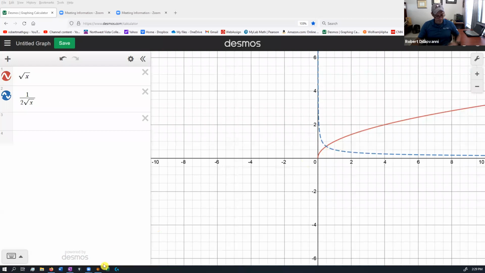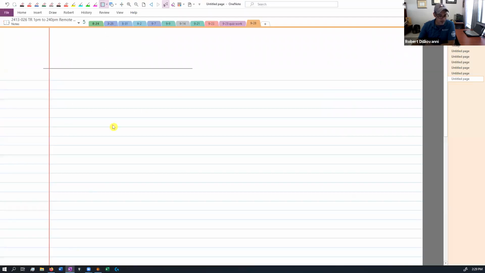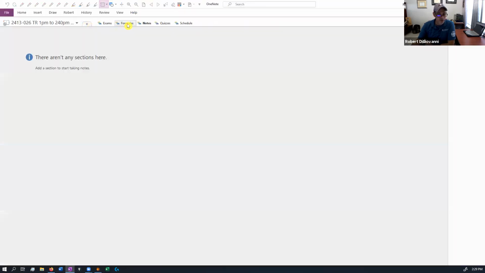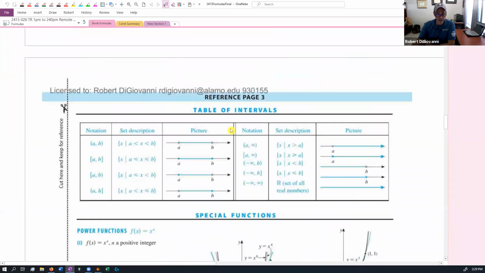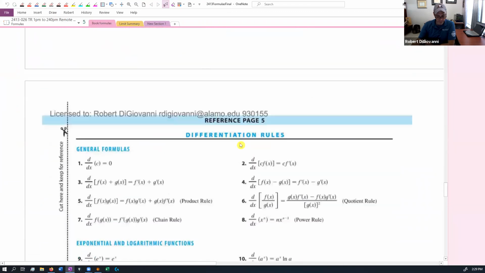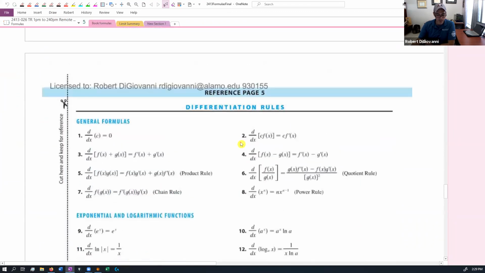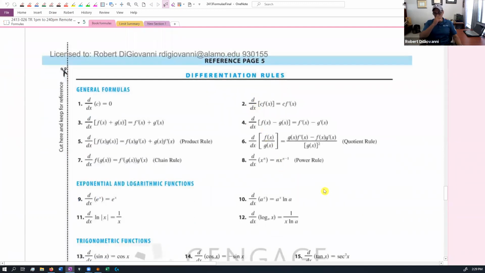Okay. Let me just see where we are in the notes. That's it. Okay, now let me point something out to you. On your formula sheets, the ones that you can have for our tests, if you go to reference page 5, you will see the rules that we just learned.